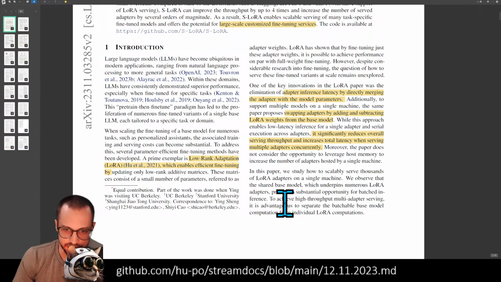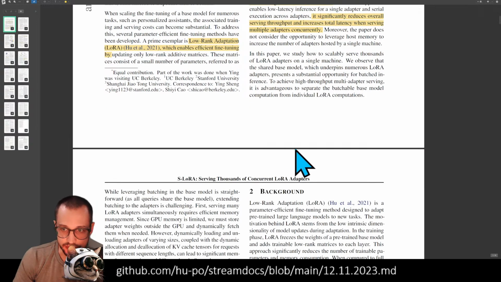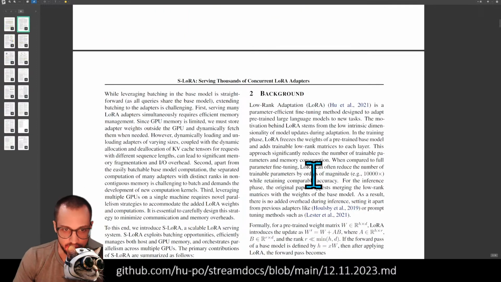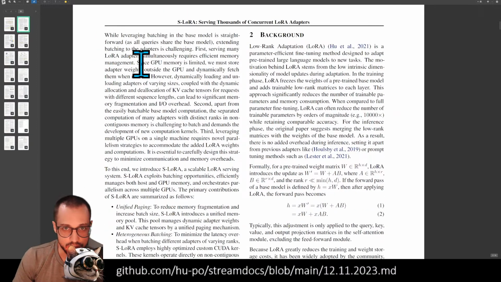We study how to scalably serve thousands of LoRA adapters. It is advantageous to separate the batchable base model computation from individual LoRA computations. Since GPU memory is limited, serving many LoRA adapters requires efficient memory management. We must store adapter weights outside the GPU and dynamically fetch them when needed, right?